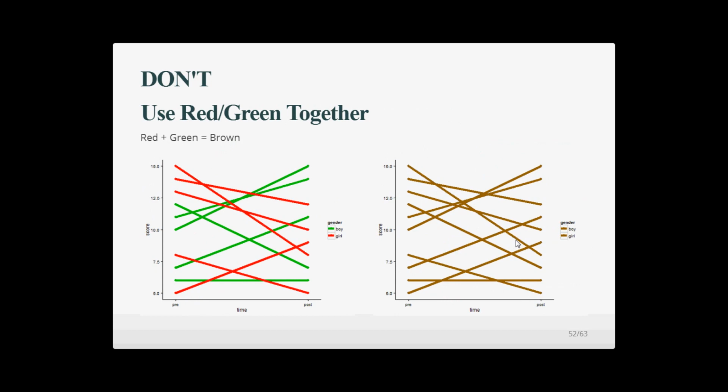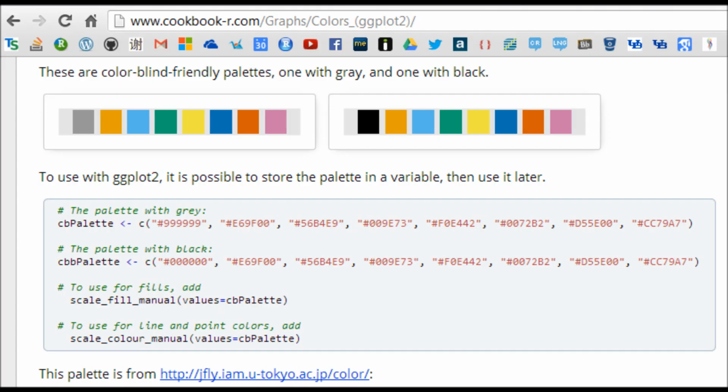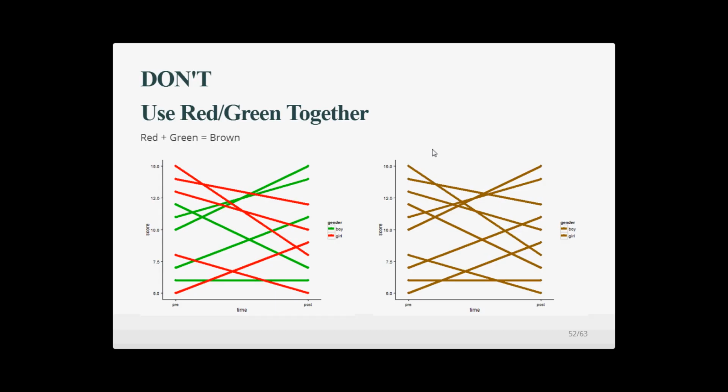Don't use red and green together. The reason is 10% of the male population and 1% of the female population is colorblind. If you use reds and greens together, this sector of the population sees just dull browns for everything. A better way to approach this could be to use a more reasonable palette. ColorBrewer, you can Google that. ColorBrewer gives you some choices for color palettes that are more friendly for colorblind individuals.